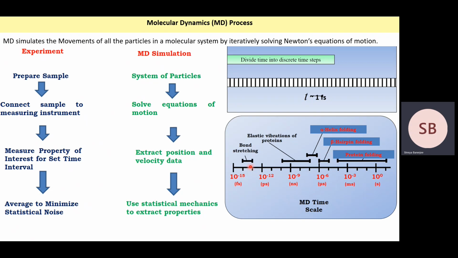Like you can see, bond stretching happens between picosecond and femtosecond time scale. Elastic vibration of proteins occurs around the nanosecond time scale. Alpha helix and beta hairpin folding occurs around microsecond time scale, whereas protein folding can occur from any time scale between second to millisecond. So using molecular dynamic simulation, a dynamic idea of the flexibility of the molecule can be obtained.